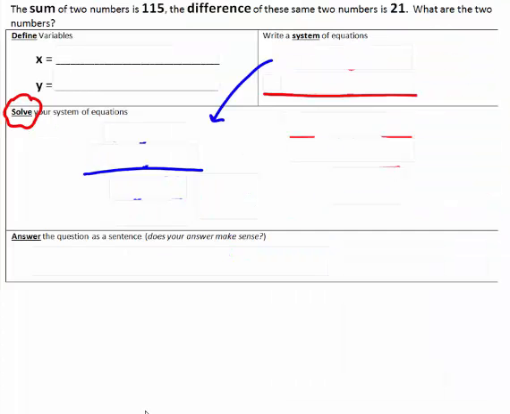Okay, so now that we know how to use the elimination method, let's try it out on a word problem. So we have the sum of two numbers is 115, where the difference of these same two numbers is 21, so you'll fill in the blanks in your notes.